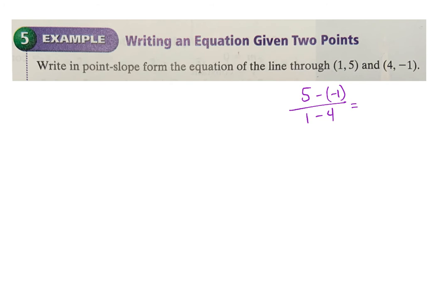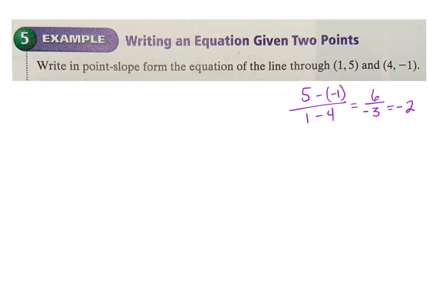Yeah, so 5 minus the -1 is 1 minus 4 is -3. My slope here is -2, all right? They ask for point slope. I can actually use either point, and this is a valid point slope, right?